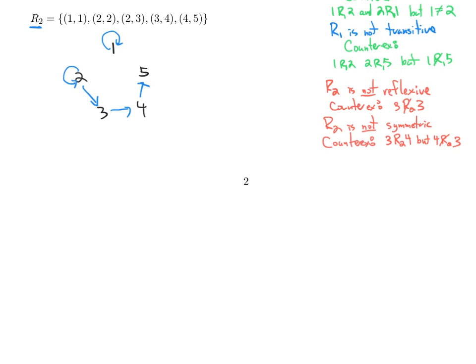Is this anti-symmetric? And the answer to that is yes, this is anti-symmetric. There is no situation where we have a double-sided arrow, except these loops, right? These loops are kind of double-sided. 2 is related to 2, 2 is related to 2. I don't draw them double-sided, but they're the only kind of double-sided loops that we have. So this is indeed anti-symmetric. So R2 is anti-symmetric.